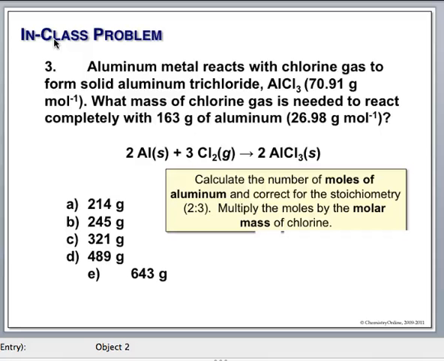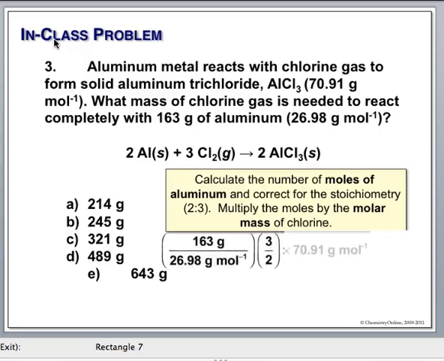So step one, let's calculate the number of moles of aluminum. 163 divided by about 27. It takes 3 moles of chlorine for every 2 moles of aluminum. So to get moles of chlorine, I'm simply going to multiply by 3 and divide by 2. Then we need the molar mass of chlorine. So we put all this together, and we get 643 grams.